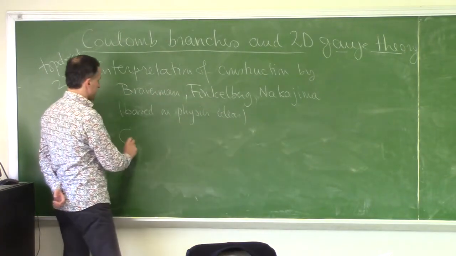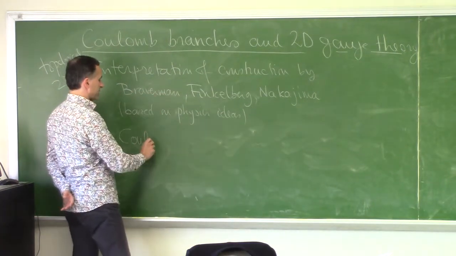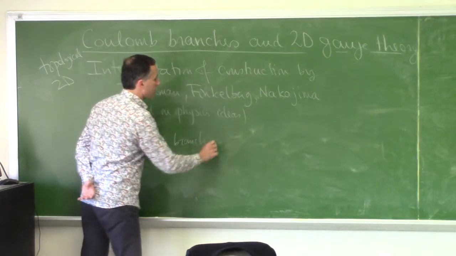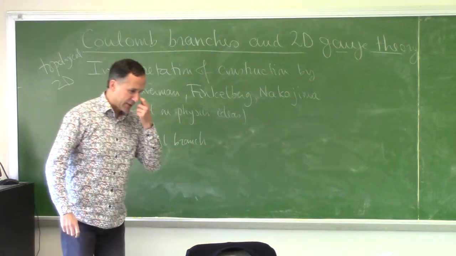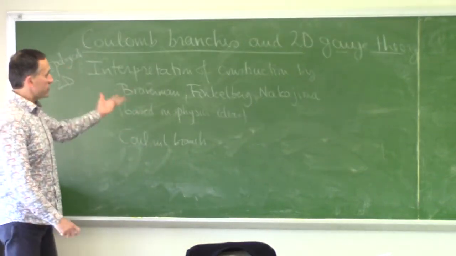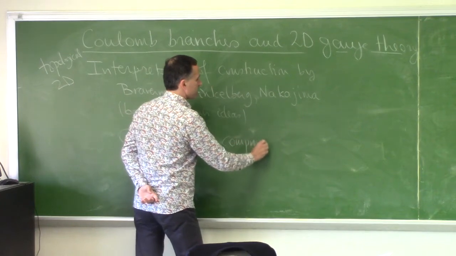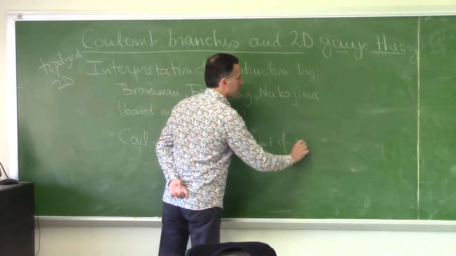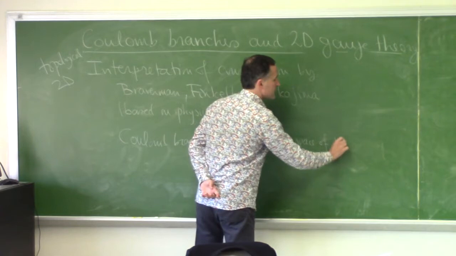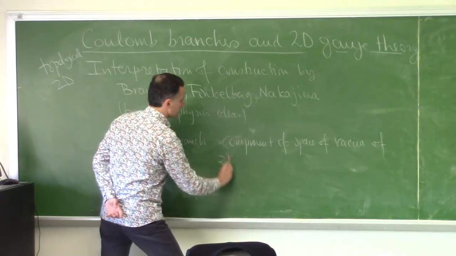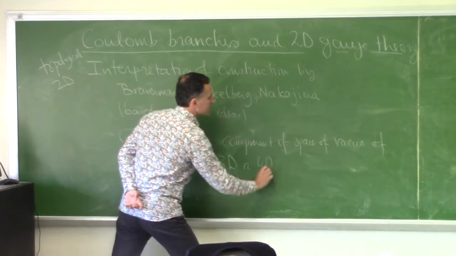And the Coulomb branch, just to very vaguely explain, the Coulomb branch is meant to be a component of the space of vacua of a gauge theory in 3 or 4 dimensions. So component of the space of vacua of 3D or 4D gauge theory.